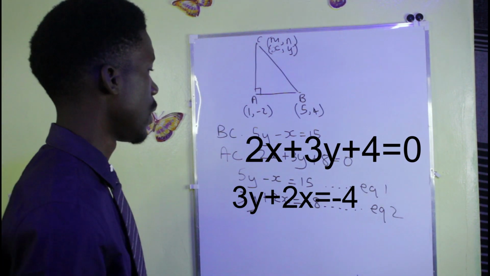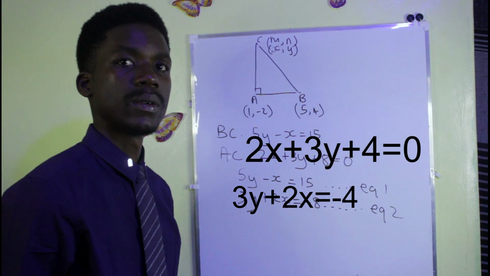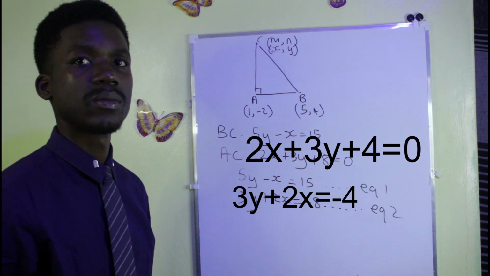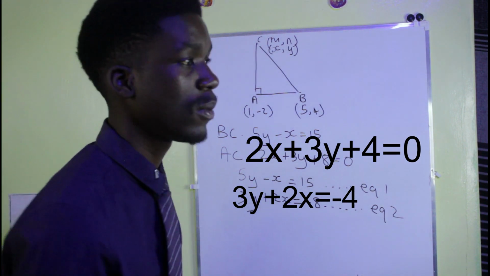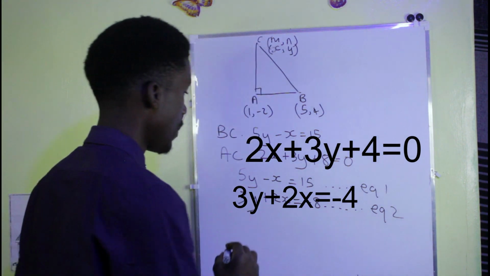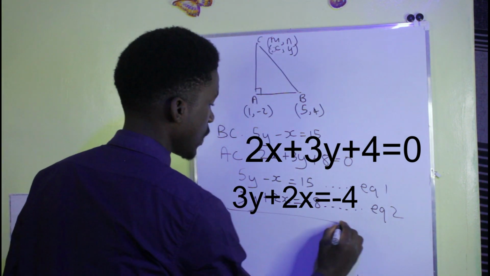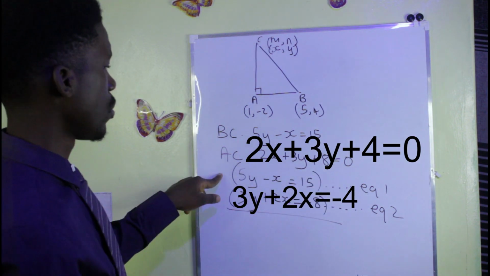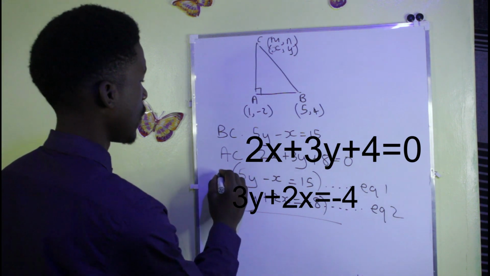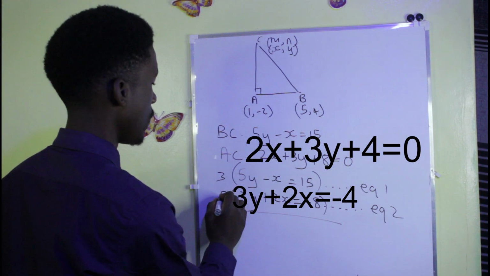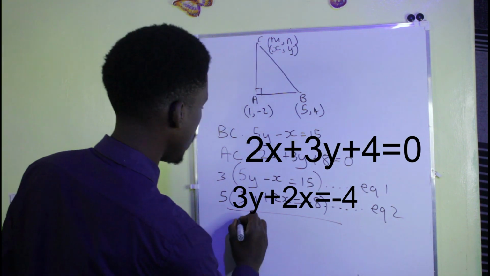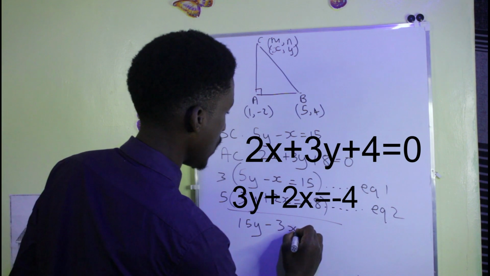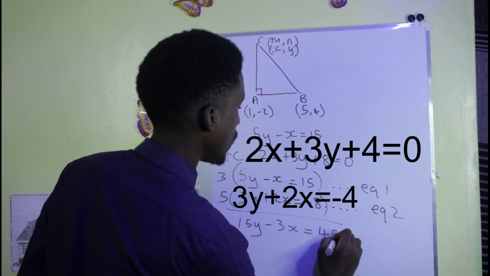Let's use elimination. Is it elimination or substitution? Yeah, I am informed that it's substitution, whereby we take this one. I think we should multiply here by 3 and here by 5 to get 15y minus 3x equals to 45.